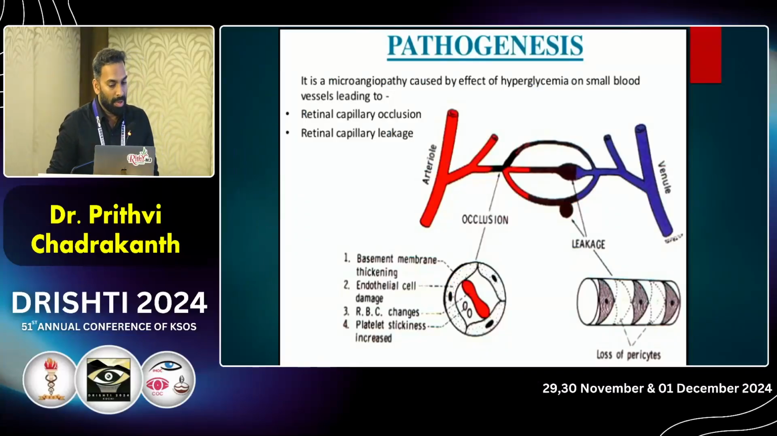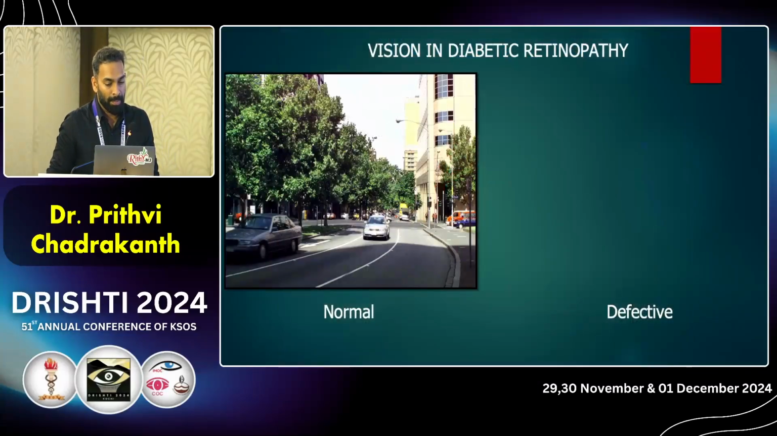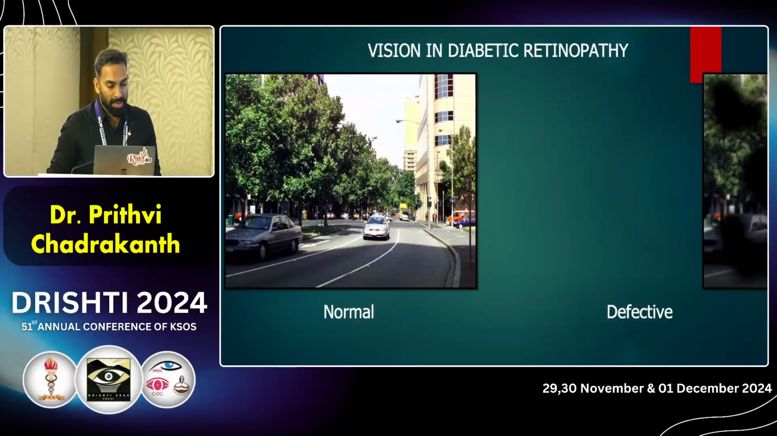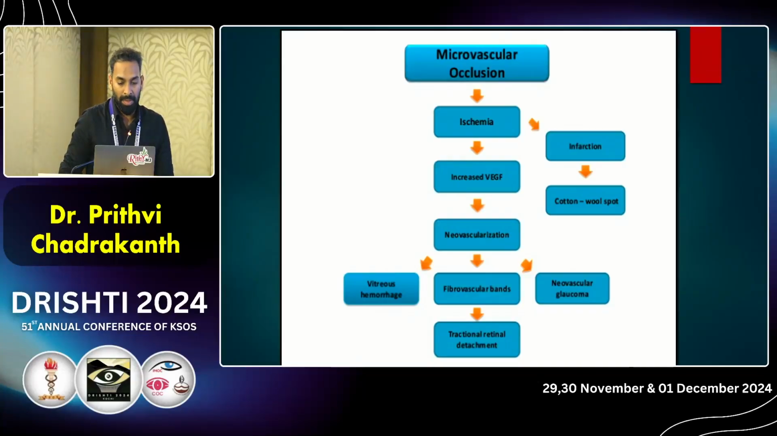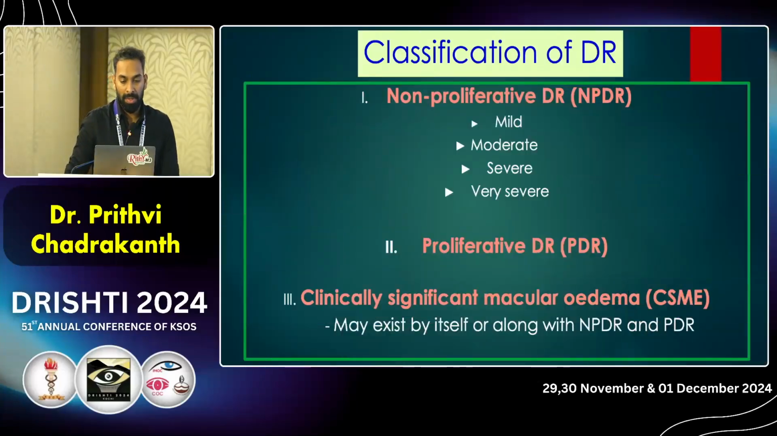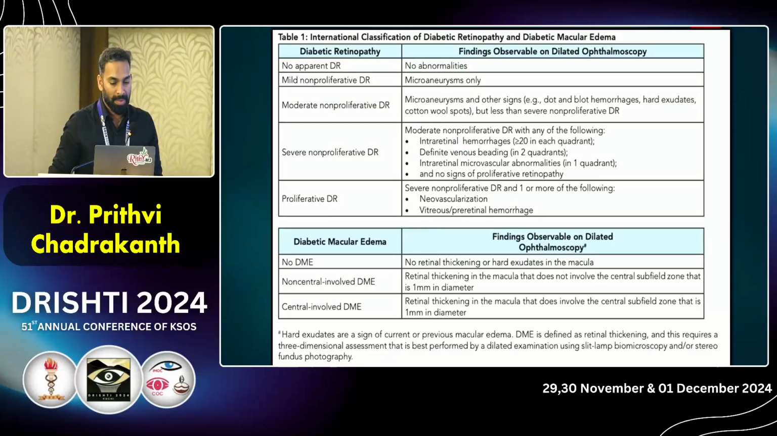This is a small picture showing the same. This is exactly how it looks in a diabetic patient's vision. This is a small flow chart showing the same. The classification of DR is non-proliferative and proliferative, and the second thing is clinically significant macular edema, CSME. This is a classification from the International Classification of Diabetic Retinopathy and Diabetic Macular Edema.